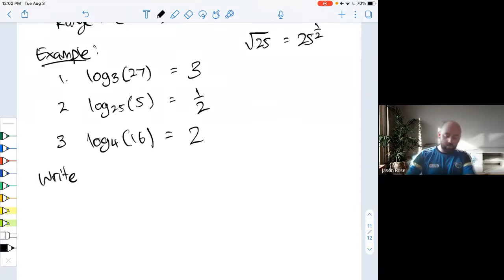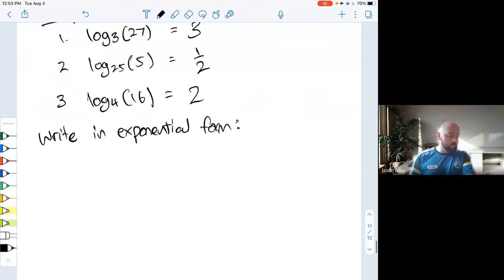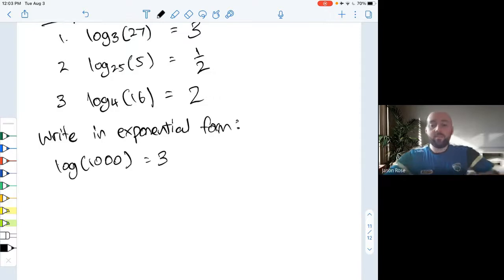Some other things I'll also mention here: let's say the question is to write in exponential form. I think I've taken some of these from the textbook questions. So let's say I have log base 10 of 1000 equals 3. What is the exponential form for that? Can anyone write it in the chat? You can use this little symbol here as power, like 2 cubed equals 8 or something.